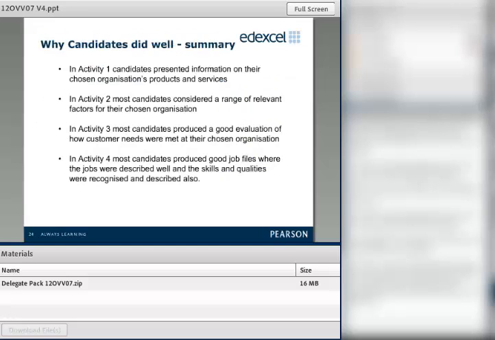Okay, so this is a summary of what they did well, and you can see that again the evaluations seem to be going quite well, and also activity 4, the job files, they all seem to do that quite well actually. So that was really good.